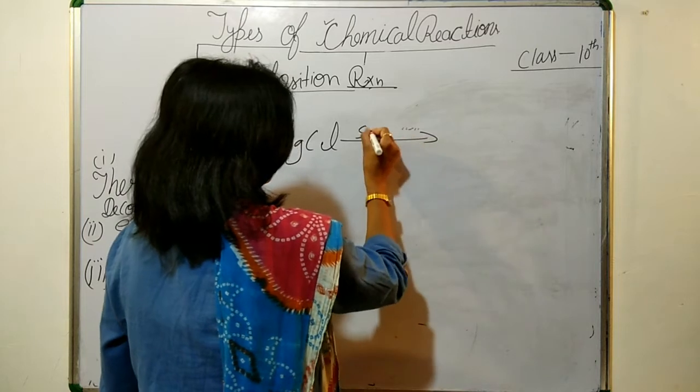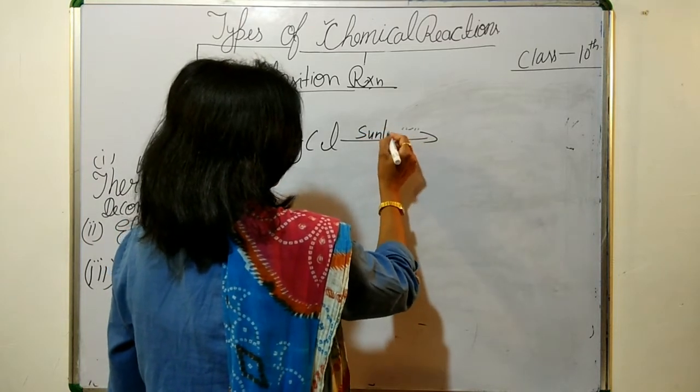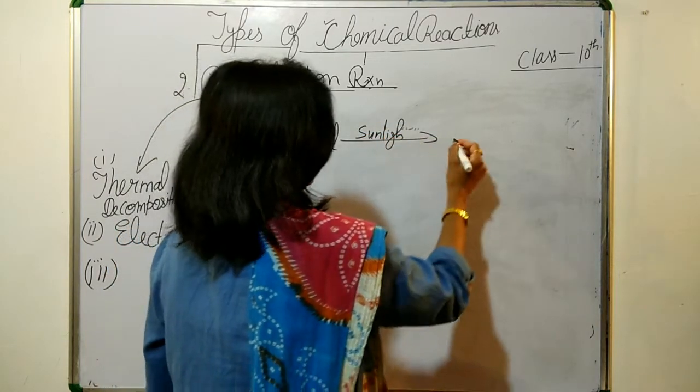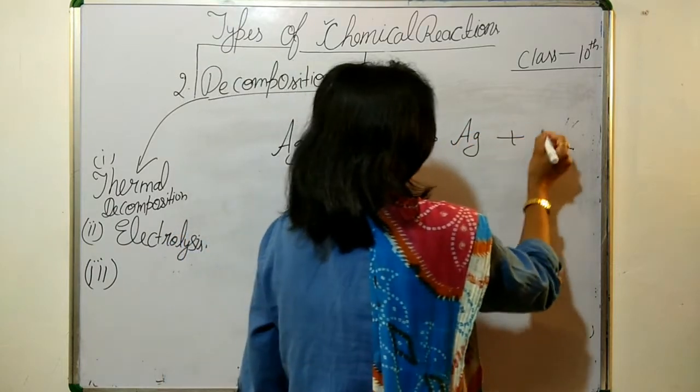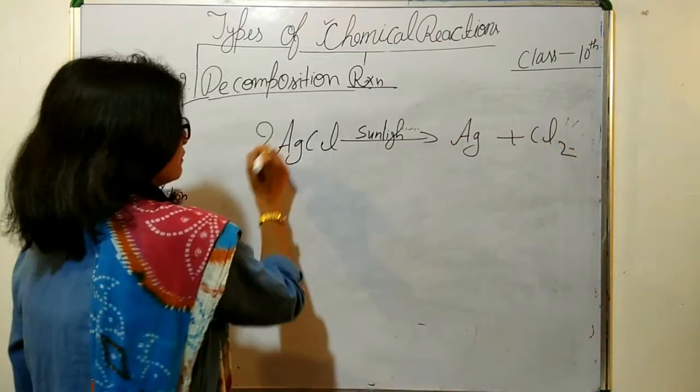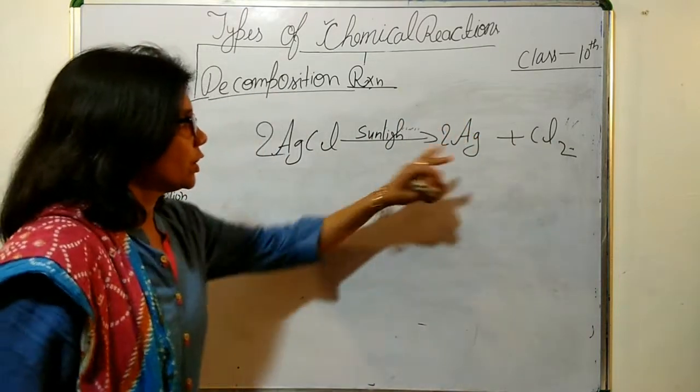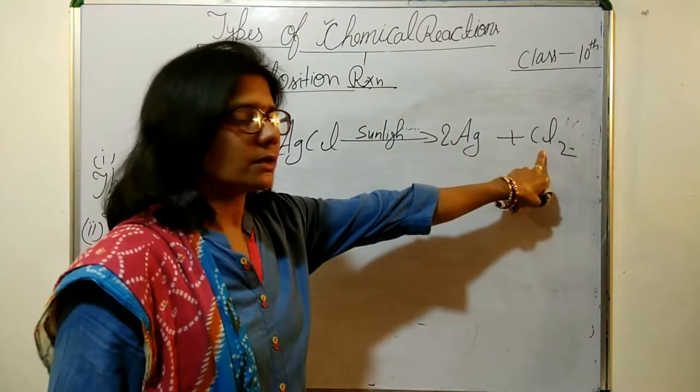When kept in exposure of sunlight, what happened? It breaks into, like this, will balance it. Okay, 2 Ag and 1 chlorine molecule.